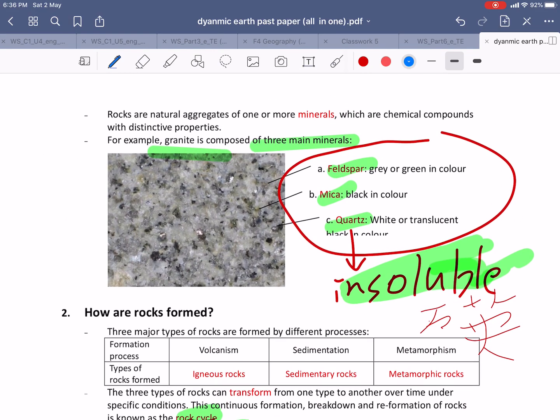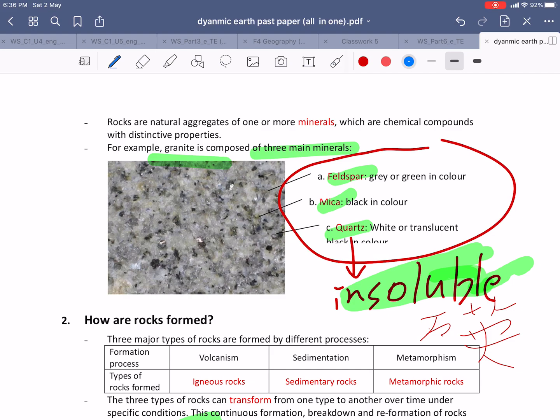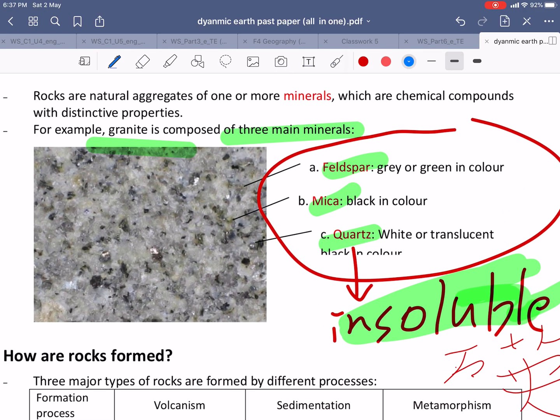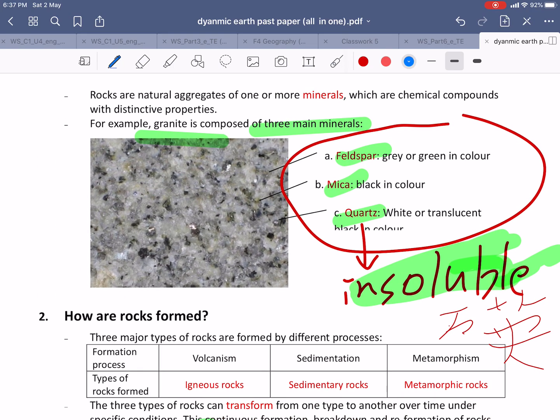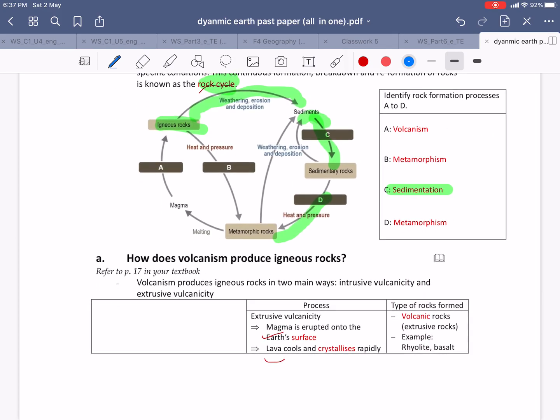The most popular rock in Hong Kong is granite. For granite, I want to remind you of the three main minerals inside it. First, feldspar, which is gray and green in color; mica, black in color; and also quartz, which is white in color. Feldspar and mica interact with water easily, so weathering occurs easily in granite. The remainder is the quartz.